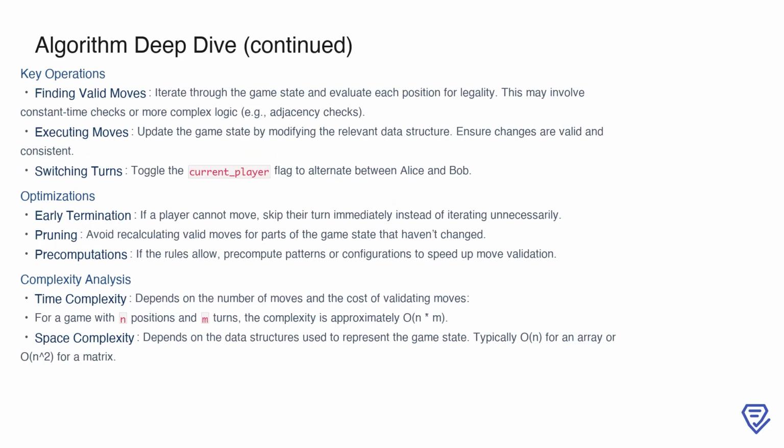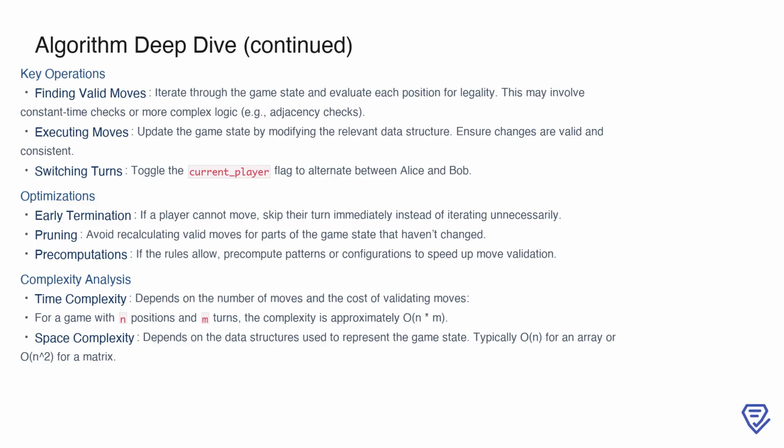Breaking the operations down further, finding valid moves involves iterating through the game state and evaluating each position based on the rules. This could range from simple checks to more complex logic, such as verifying adjacency or other constraints. When executing a move, the game state must be updated carefully, modifying the underlying data structure to reflect the action while ensuring consistency. Switching turns is handled by toggling a flag, like current_player, to alternate between Alice and Bob.